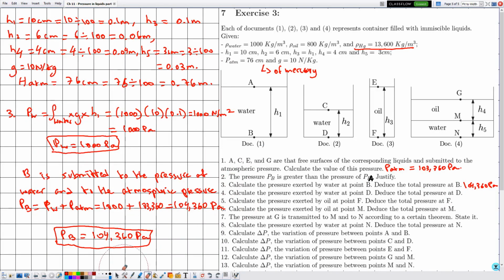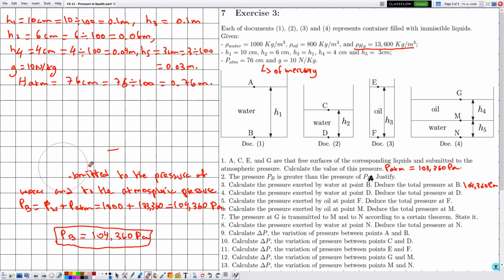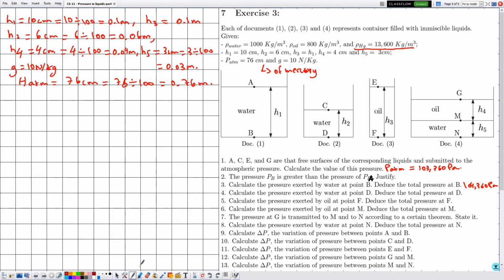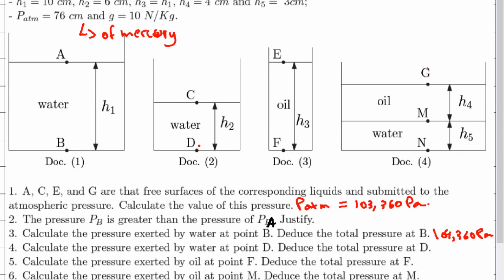So actually now we will repeat the same steps, but for documents 2, 3, and 4. Now, we are in number 4. So this is a bit long. Calculate the pressure exerted by water at point D. So we need to determine the pressure at the point D, but it's due to water, because notice that D is being submitted to two pressures: due to the pressure of this layer of water and to the atmospheric pressure, which is at the point C, knowing that according to Pascal's theorem, liquids transmit pressure.